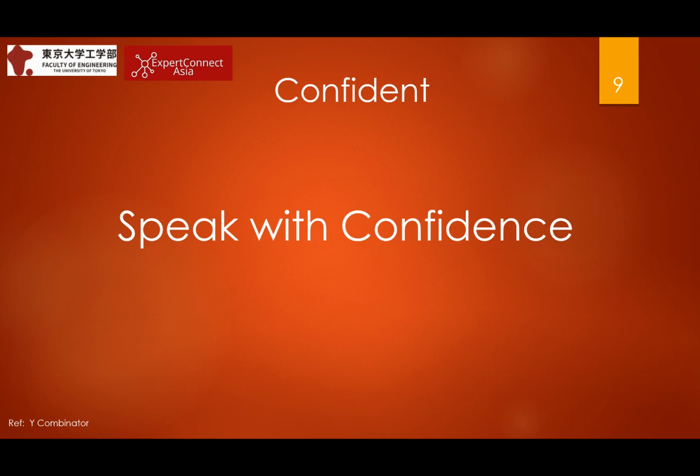And above all, speak with confidence. If you sound anxious, no one will be attracted to your startup and will want to invest in it. Practice until you can speak with confidence. It is important to practice just by yourself, but make sure to also practice speaking in public. You can ask your friends or your family to be your audience.